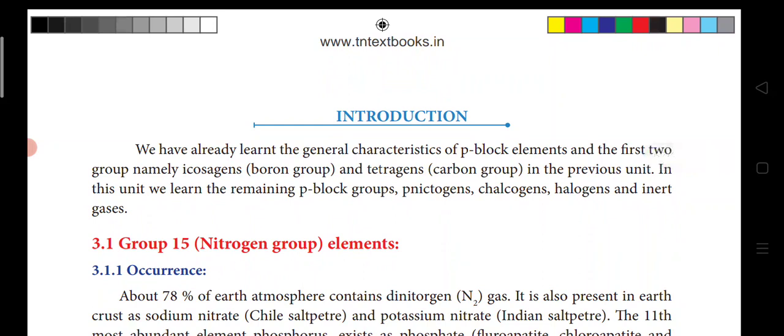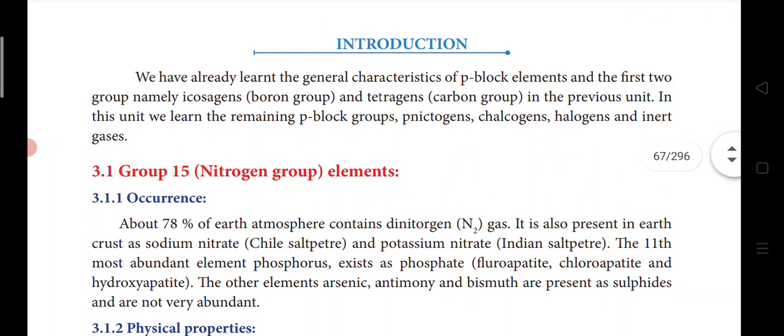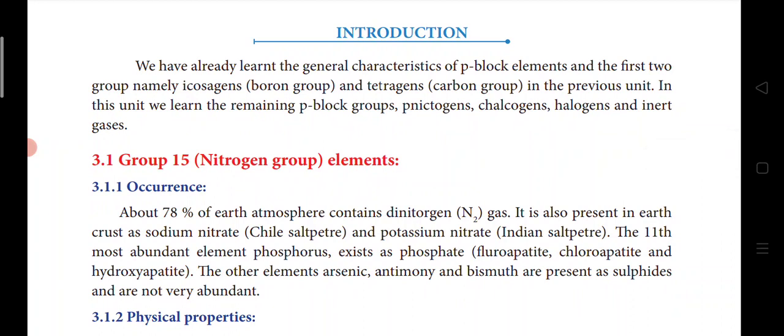We have already learned the general characteristics of P block elements of the first 2 groups, namely icosagens, that is the boron group, and tetragens, which is the carbon group. All these are objectives in the previous unit. In this unit we will learn the remaining P block groups: pnictogens, chalcogens, halogens and inert gases. Pnictogen is group 15, the nitrogen family, chalcogen is the oxygen family, then halogens, and then inert gases or noble gases. First, today we are going to see group 15 nitrogen elements. Nitrogen and ammonia alone we are going to discuss today.